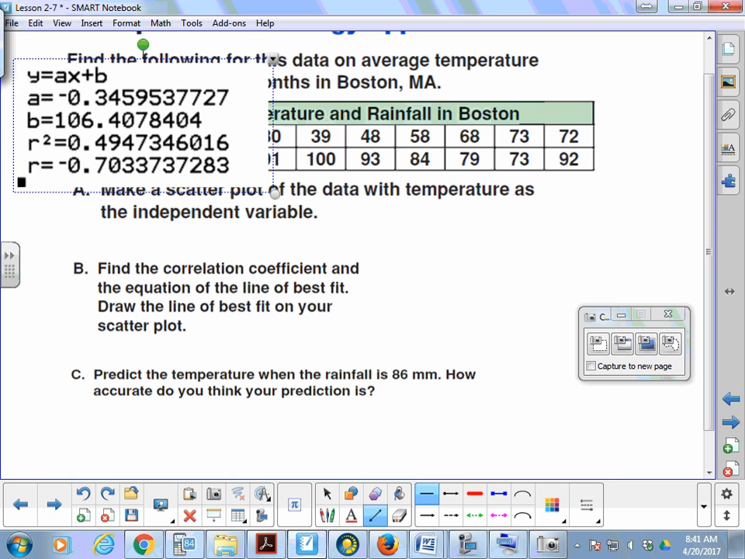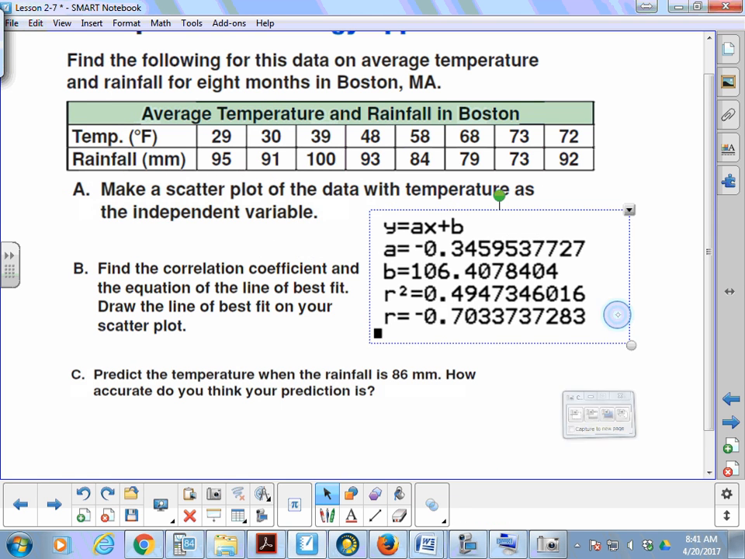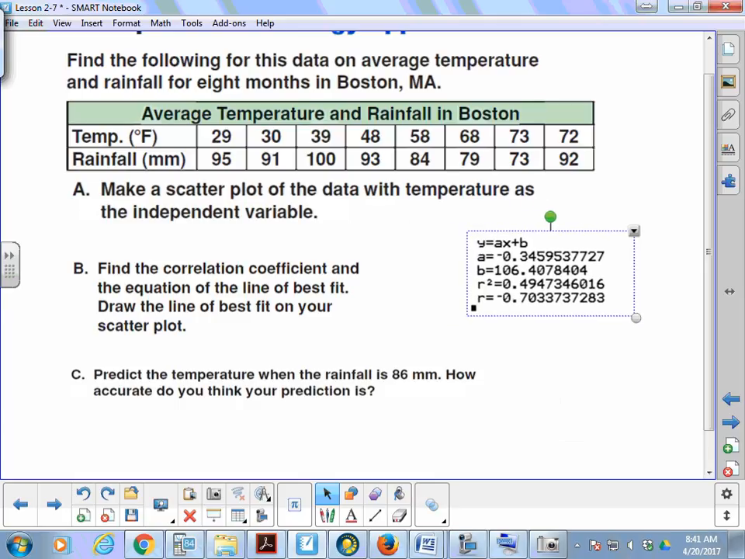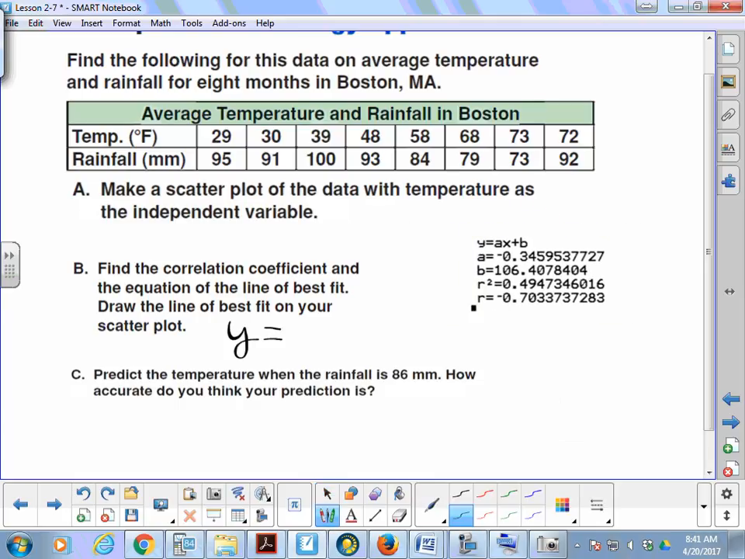All right, so here's our equation. We've got y equals negative 0.346x plus 106.4. There's the equation of the line. But they want us to answer this question: predict the temperature when the rainfall is 86 millimeters. Well, let's see, rainfall is our y value, right? So we need to find out when y is 86.